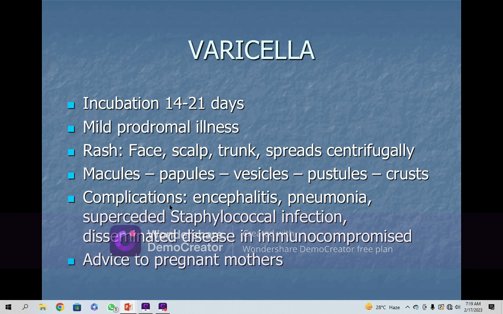So it is interesting that the high vaccination program has completely eradicated smallpox. This is the success of our medicine. The complications of varicella are pneumonia, which is very important, encephalitis, meningitis, superadded staphylococcal infection, disseminated intravascular coagulation, and problems in the immunocompromised. There is also advice for pregnant mothers because it can cause abortion. You can give passive immunization by giving immunoglobulins.